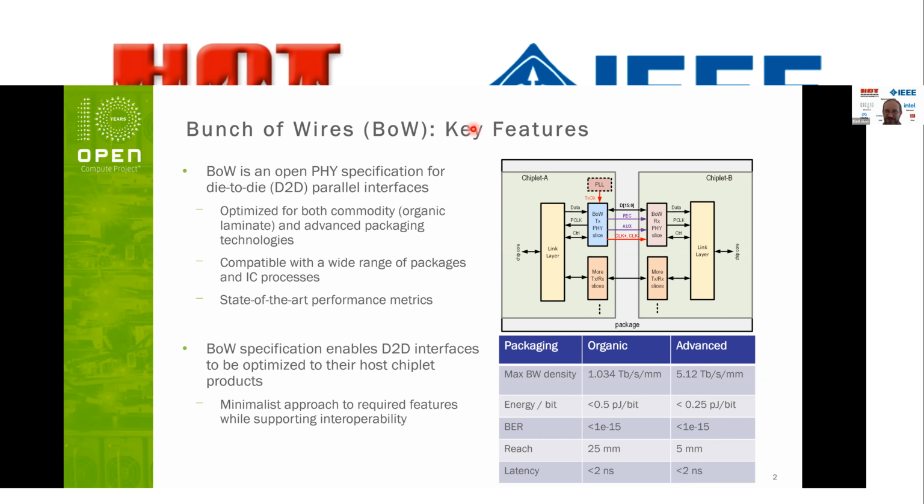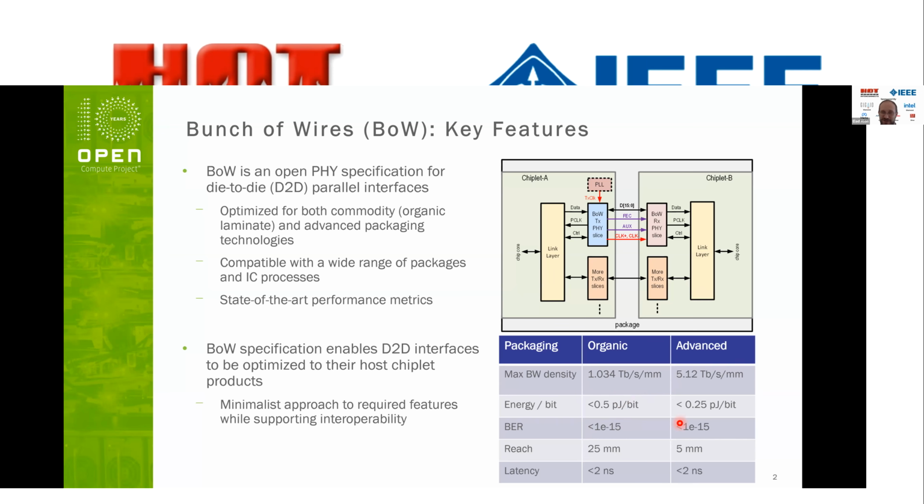A few of the key features in Bunch of Wires is that it really is optimized both for commodity, specifically organic laminate packages, as well as advanced packaging technologies. It's compatible with a wide range of packages and IC processes. And it really does achieve state-of-the-art performance metrics, which I'm trying to highlight and summarize with the table on the bottom right. You can achieve up to about 1 terabit per second per millimeter in an organic laminate package, and in the 5-ish terabit per second per millimeter in the advanced packaging technologies. That's under half a picojoule per bit in the organic and under about a quarter picojoule per bit in the advanced packages.